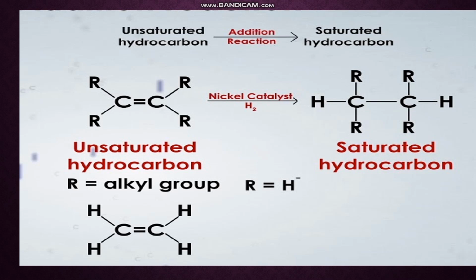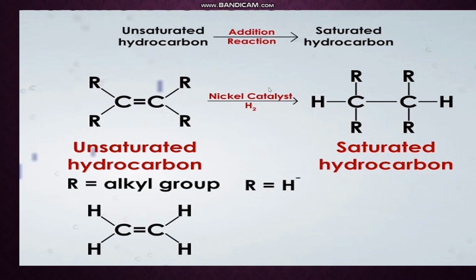So generally we can write this reaction as C double bond C, and the remaining two valencies on each carbon we can write with R, or it can be H also. So this is a general representation. An unsaturated hydrocarbon on addition reaction is converted to a saturated hydrocarbon. All four bonds are attached to R groups, or alkyl groups. What are alkyl groups? We have seen already. It can be methyl group CH3, or ethyl group C2H5, or propyl group C3H7, etc.